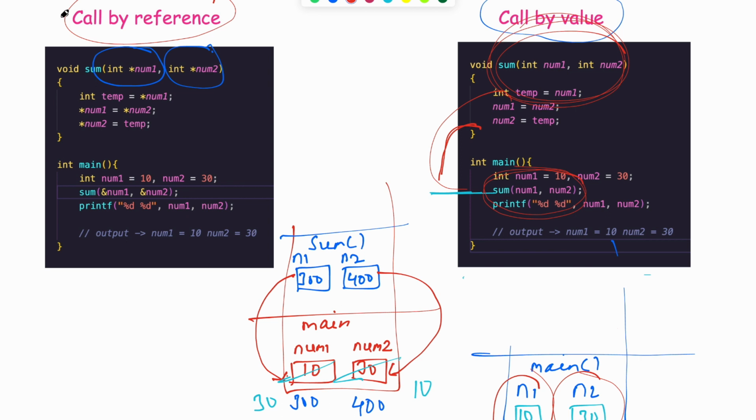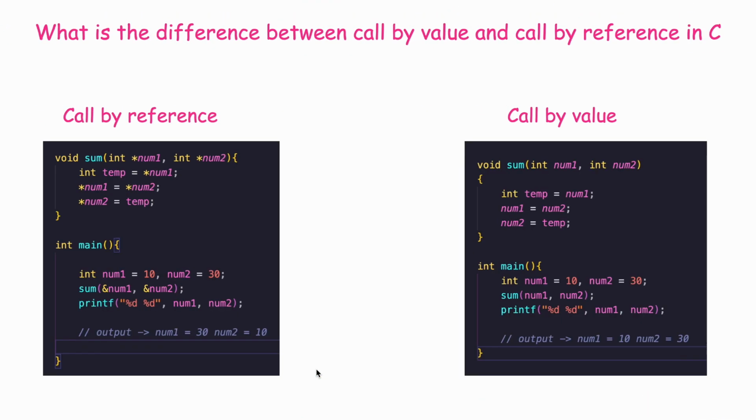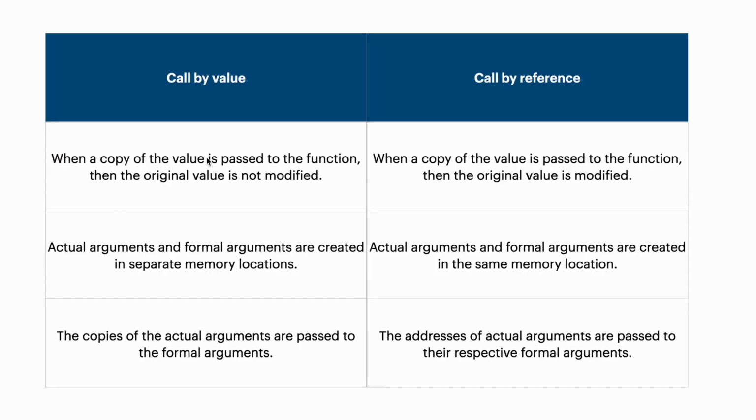But in call by reference, we are dealing with addresses. See, 300 and 400, you are not storing the values of num1, num2, rather you are storing the addresses, and then with the help of the star mark, you are dereferencing and going inside to make changes. So I hope you understood the difference between call by reference and call by value. If you check over here, a copy of a value is passed to the function, then the original value is not modified. This is what we learned, right?